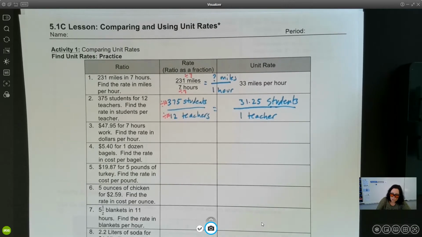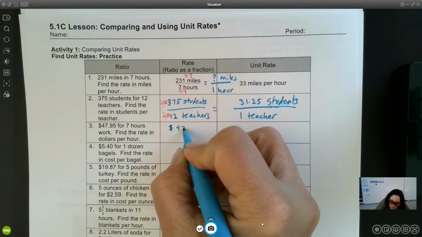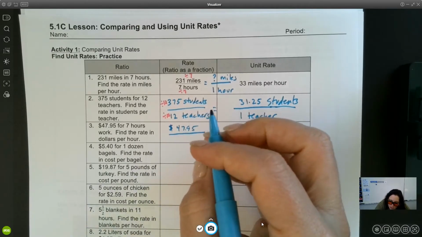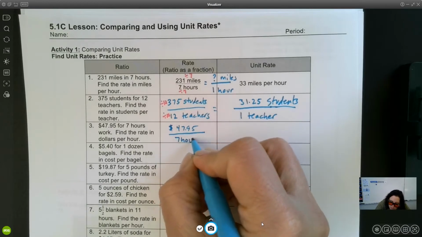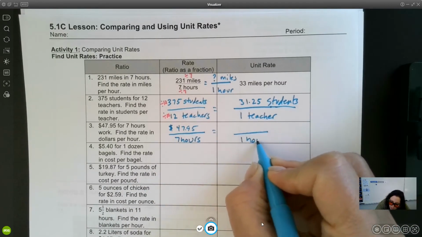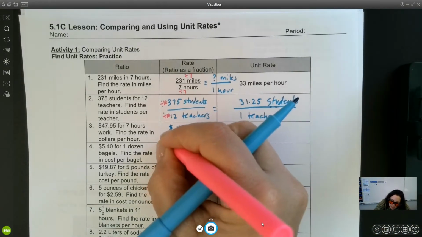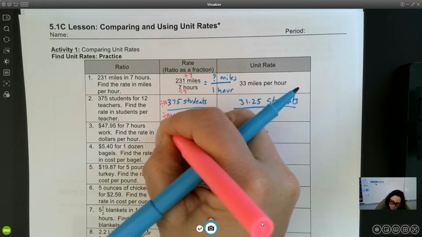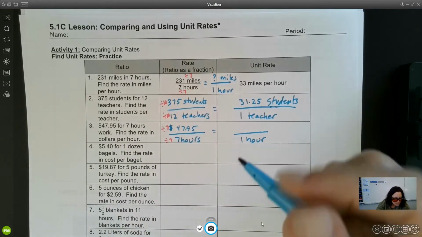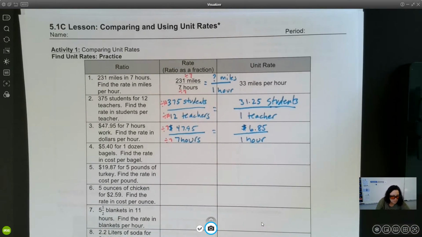$47.95 for 7 hours work. Find the rate in dollars per hour. So we want dollars on top: $47.95, with the unit dollar, and then 7 hours. And we want 1 hour. Hopefully you're understanding we're going to be dividing by 7. So 47.95 in your calculator divided by 7 comes out to be $6.85 per 1 hour.